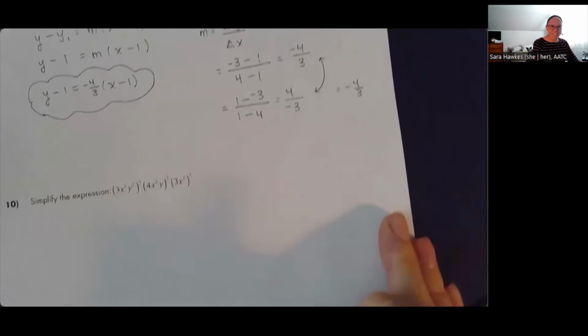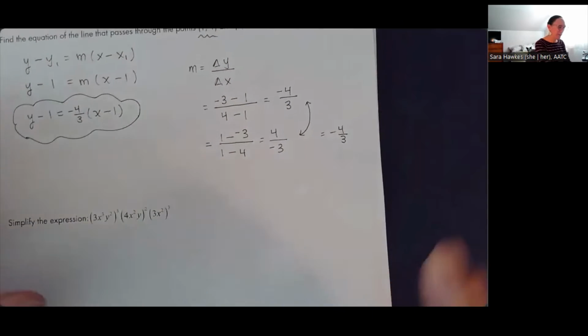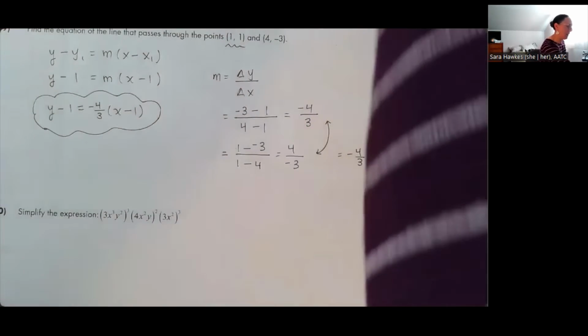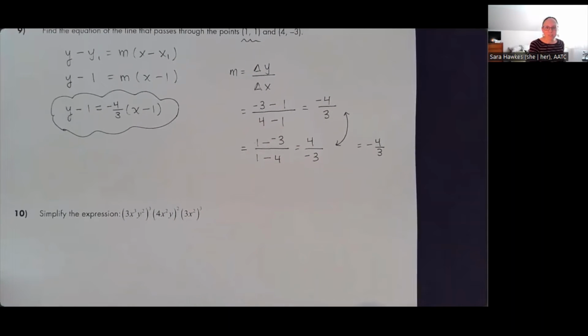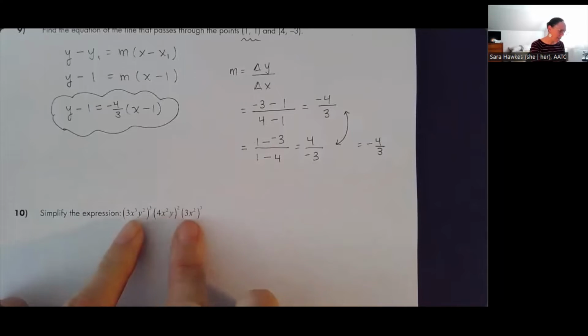Number 10 is a little bit messy, but simplify the expression means we're going to have to deal with all of those exponents. If I think about following PEMDAS, I do have parentheses. So the first thing that I would want to make sure is if there's anything inside of the parentheses that I could simplify. And it looks like all of these are already a simplified monomial inside the parentheses.